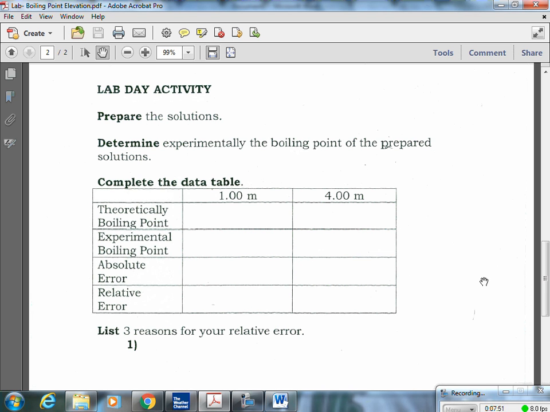Once you get the experimental boiling point from the flat line of your graph, you write it in here and you can finish your calculations.